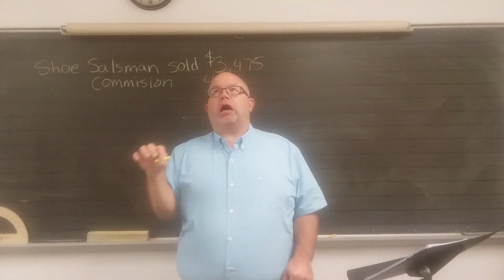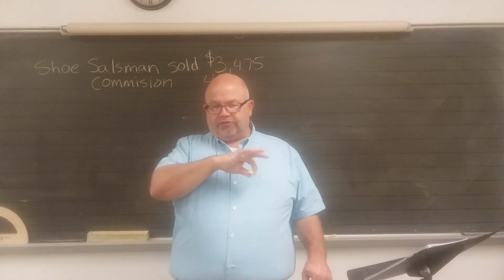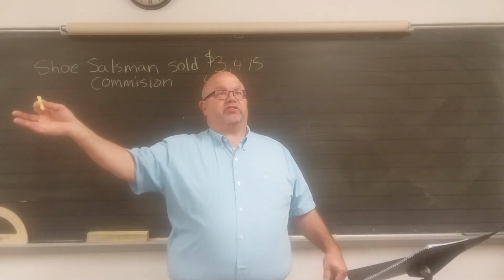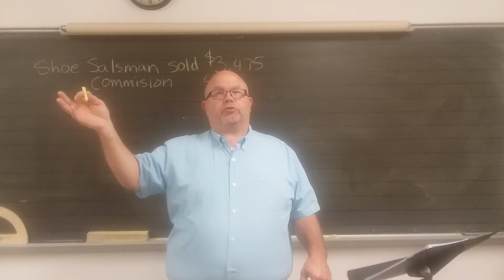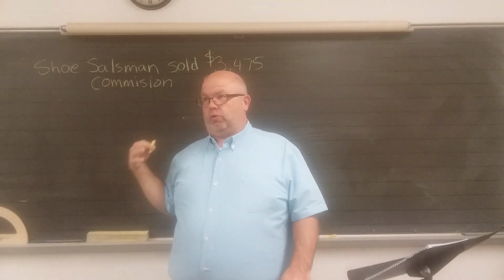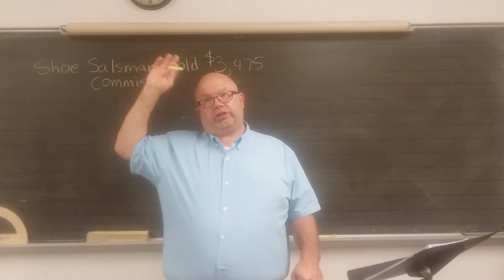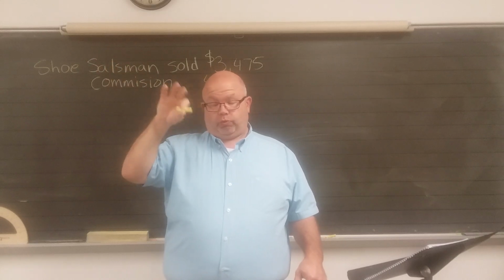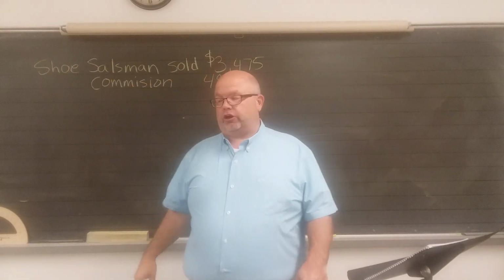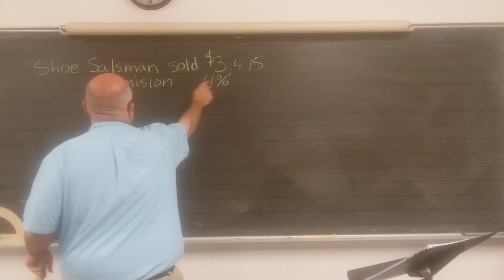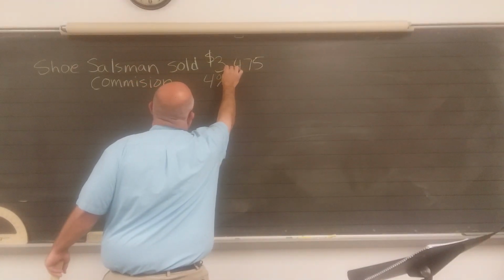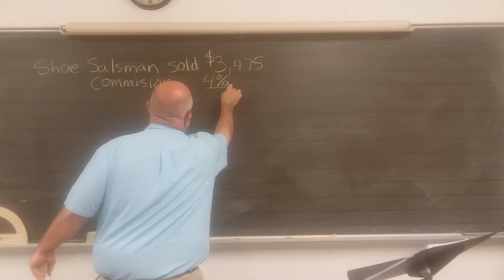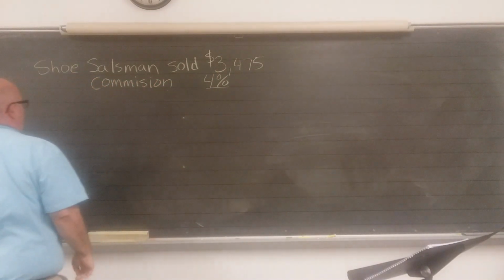If you're working for a commission, one week you sell $5,000 worth of shoes, $10,000 worth of shoes, the next week you can sell $1,000 worth of shoes, the next week you can sell $20,000. So your earnings are going to change, but your commission is what you earn, not this. The shoe salesman does not get this. He gets this. His commission is what he earns.